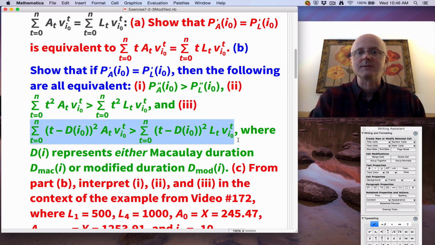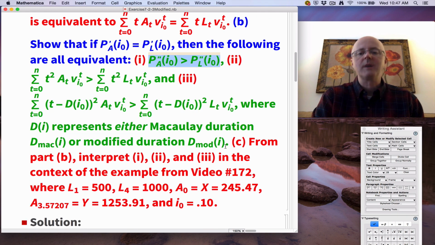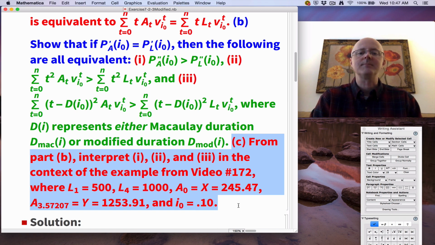This inequality will still be equivalent to this inequality, which seems strange. So why would you focus on putting durations in there when d of i could really be anything that doesn't depend on t? I think there is a reason for that. We'll again look into that in future videos. Part C is what I've added to modify this problem.